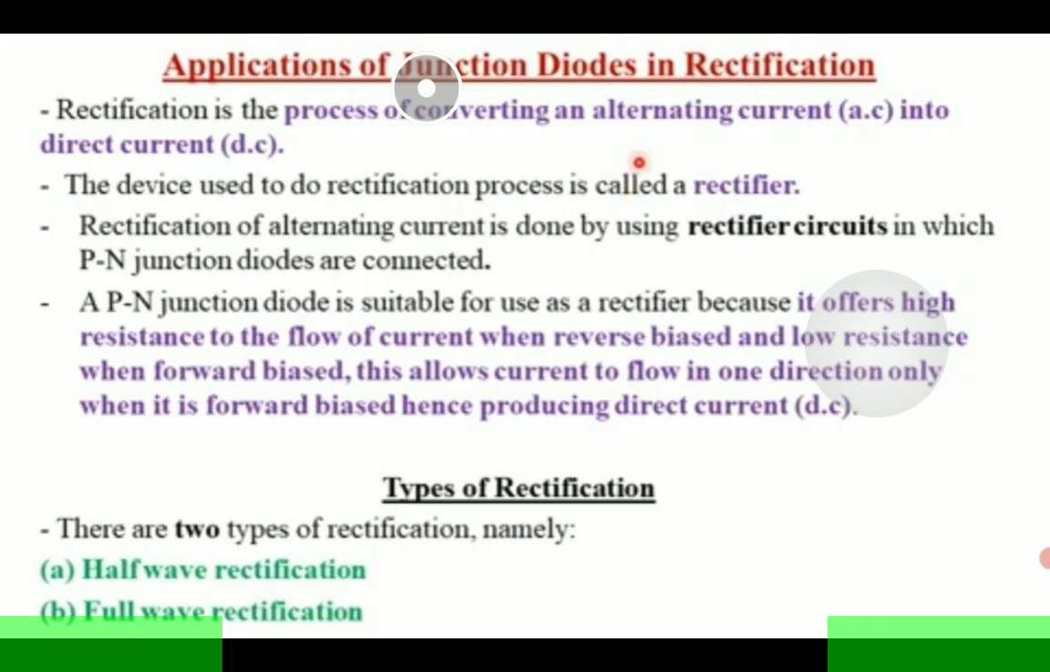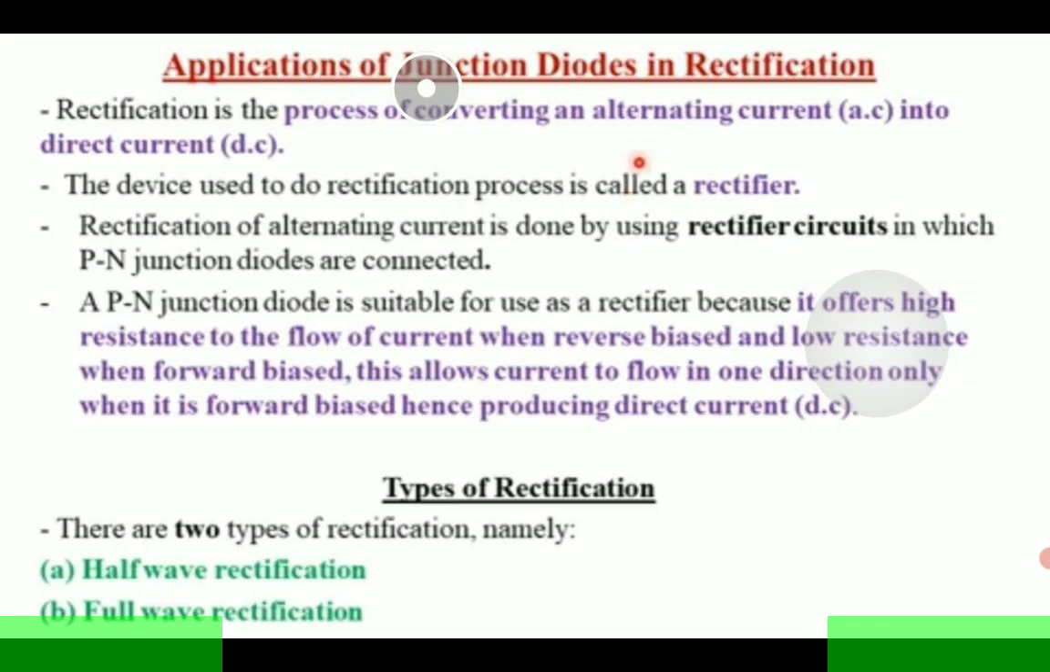To connect a PN junction diode in a forward bias mode, it means that the N part of the diode is connected to the negative terminal of the battery, and the P part of the diode is connected to the positive terminal of the battery. So that is called the forward bias. And a diode can only conduct electricity if and only if it is connected in a forward biased mode.